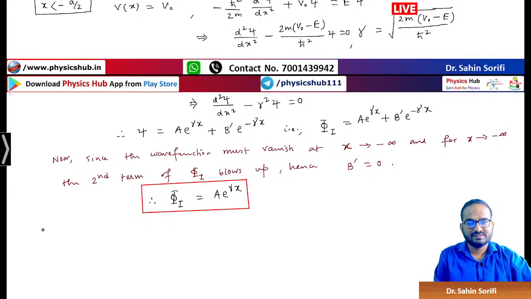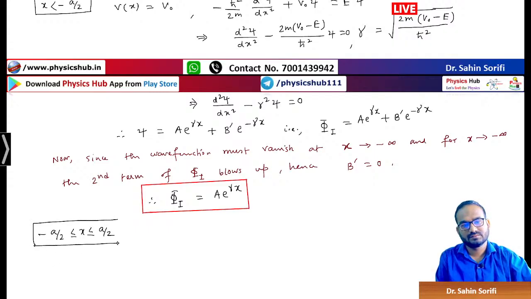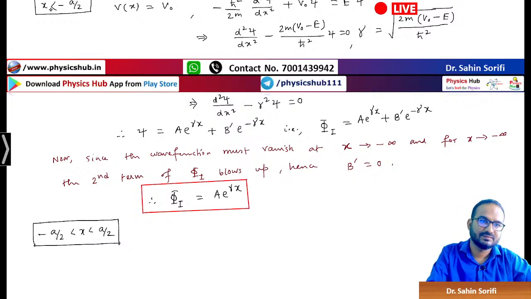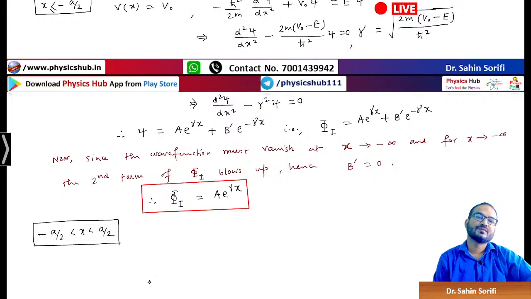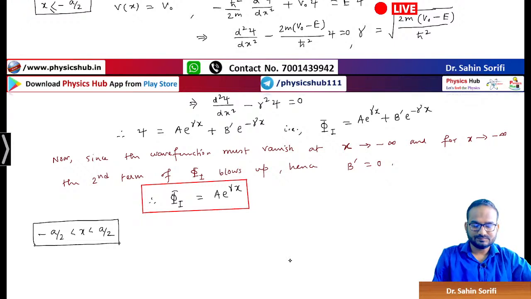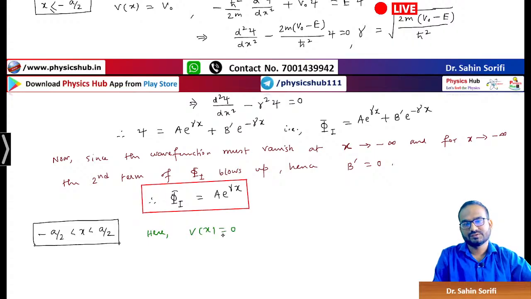Let's go for the second region, when minus a by 2 is less than or equal to x less than or equal to plus a by 2. I should not give it here, in fact I should give it here, x less than or equal to minus a by 2. So for this region, you see the potential V of x is equal to 0.